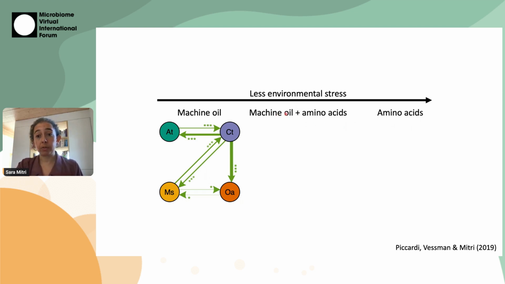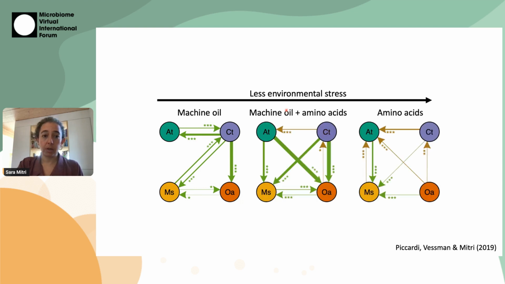Then the hypothesis would be that with less environmental stress, we should see more competition. And indeed, that is what we saw. So when we did all the measurements again of all of the interactions, you can see now these brown arrows appearing, which are indicative of competition. And it turns out that the species that compete are the ones that are able to grow. So here, when you add amino acids, AT is able to grow, and then it starts to compete with CT. So the conclusion from these experiments was that reducing environmental stress can increase negative interactions.